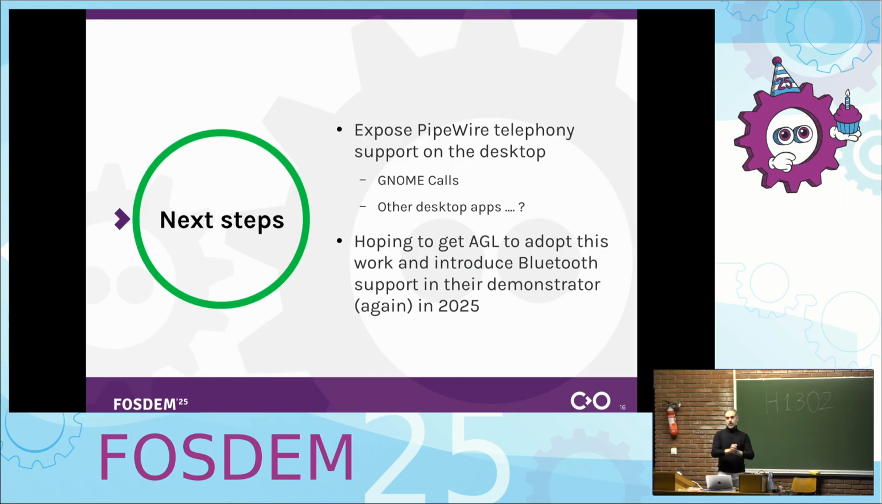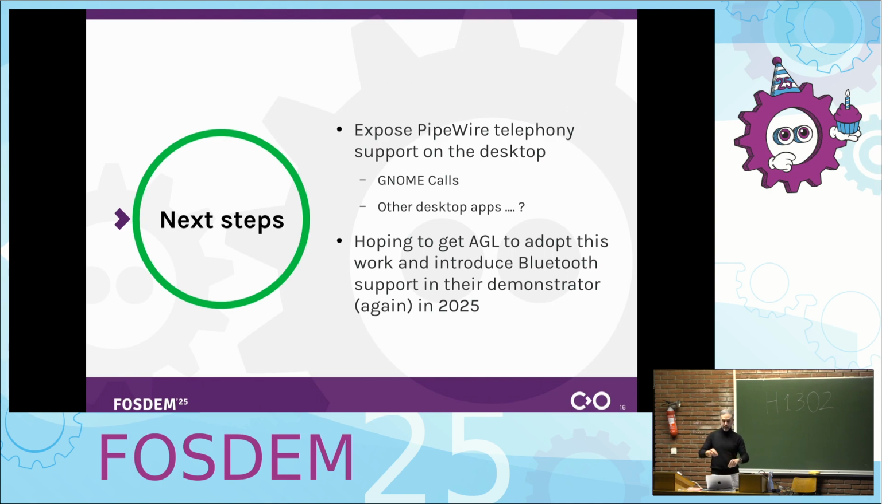Now, next steps. This project concluded, of course, for the community. The things that have been contributed are there. All the open source bits have been upstreamed or have been pushed to merge requests. Something that I would like to do after that is to expose the telephony bits of PipeWire to the desktop. So have an application that you can make calls. I've seen GNOME Calls exist, which is possibly an interesting target. Maybe there are other desktop apps that I haven't looked at yet.